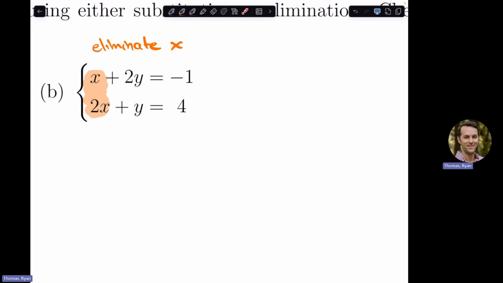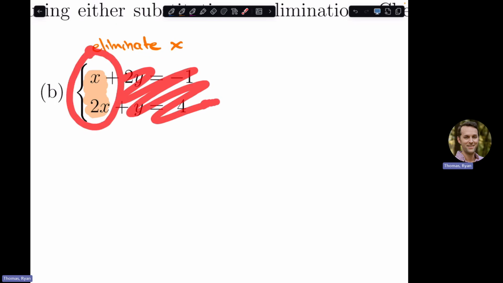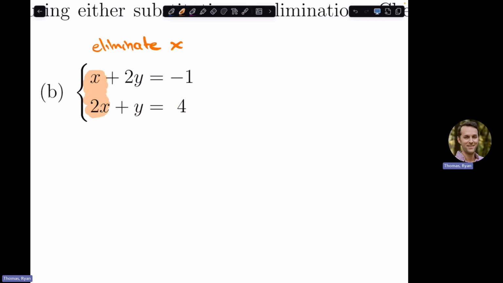So if we're going to try to eliminate x, I don't really care about what's going on with any of this other stuff for the moment. I just want these to match, right, so that I can eliminate. I've got 1x in the first equation. I've got 2 x's in the second equation. What do we need to do to get those to line up then?